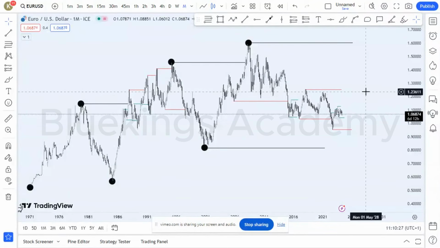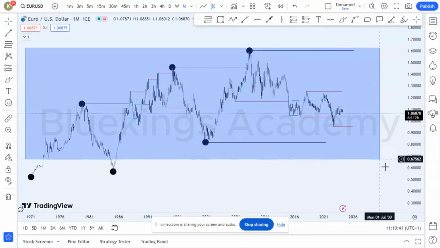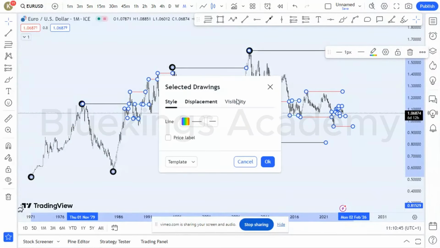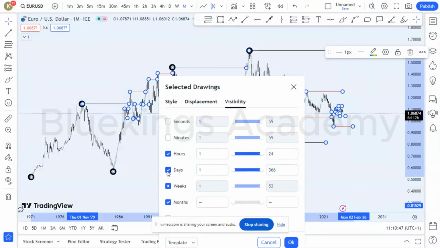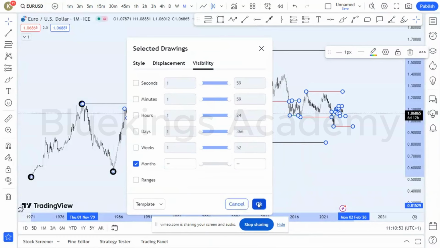While we're going on weekly time frame, we're going to identify the external, the internal, and the fractal of the weekly time frame. Now, the weekly time frame has nothing to do with the monthly time frame. That's how it works. Okay. What we're going to do is we're going to highlight all of this. If you're using a PC, you highlight it and go to settings, visibility. Make sure it's only active on the monthly charts.